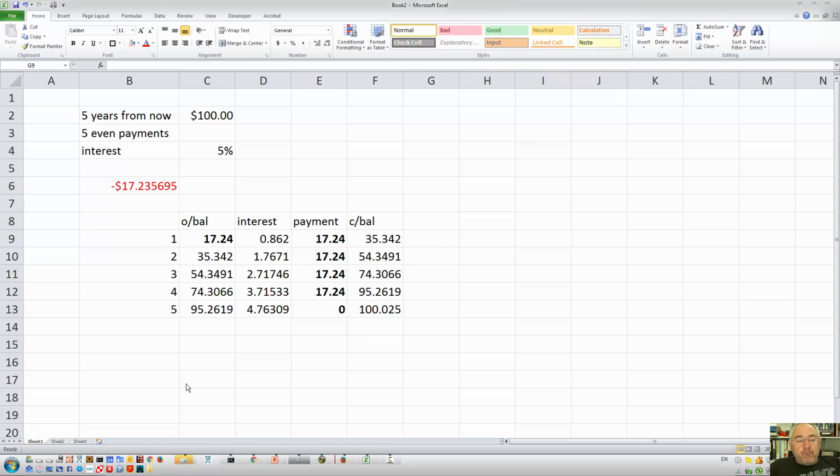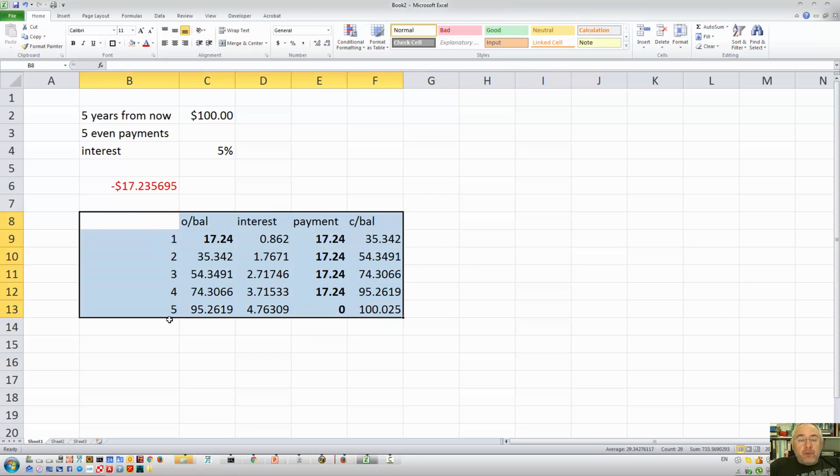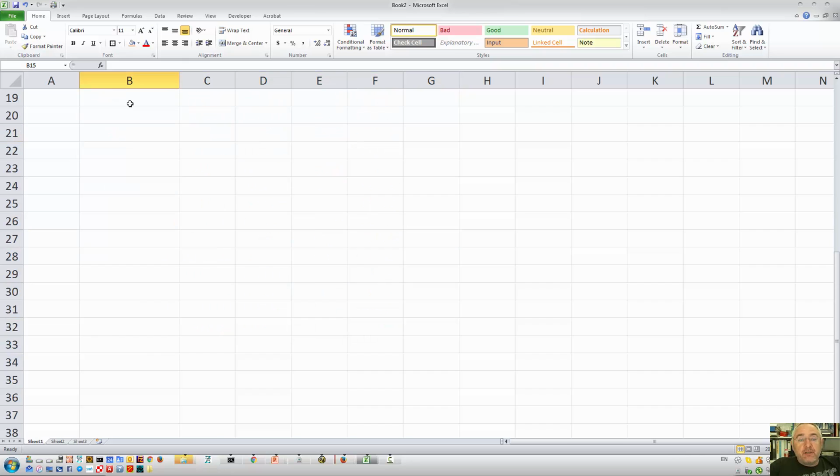Okay, the second example we're going to work with, again using one of these little tables, is a loan. So let's say I borrow $1,000 today. My interest rate is 6%. And I want to repay that, so the term of the loan, let's make it 10 years. So by the end of 10 years, I want to have repaid it down to 0.